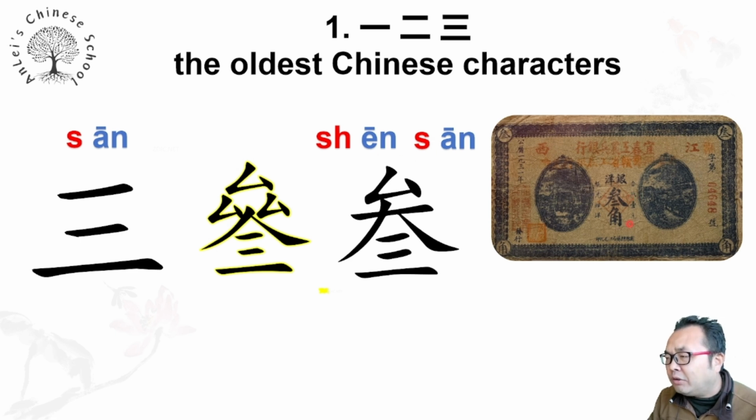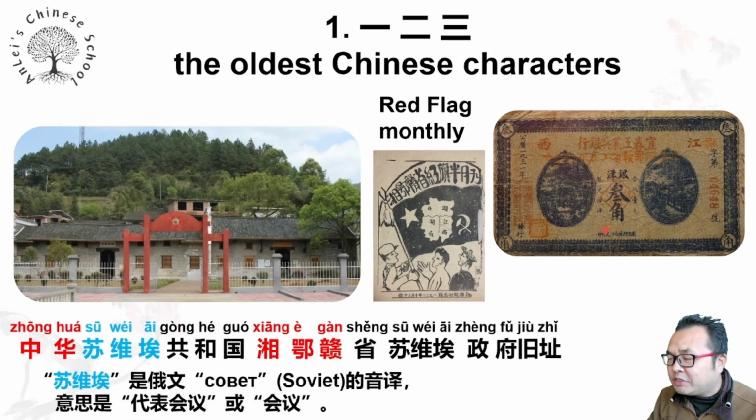And this is the 三角, 30 cent. So this banknote was issued by the 中华苏维埃共和国湘鄂赣省苏维埃政府. Suwei is the Russian word for Soviet. It means a meeting or conference. So that is 1931, before the founding of the People's Republic of China. They were considered a regime by Chiang Kai-shek. They were in the rural mountain areas in central China, and it was issued by the Bank of Gong Nongbing, worker, farmer, soldier. Red flag monthly. You can see it's the worker, farmer, and soldier. This is the Soviet government.